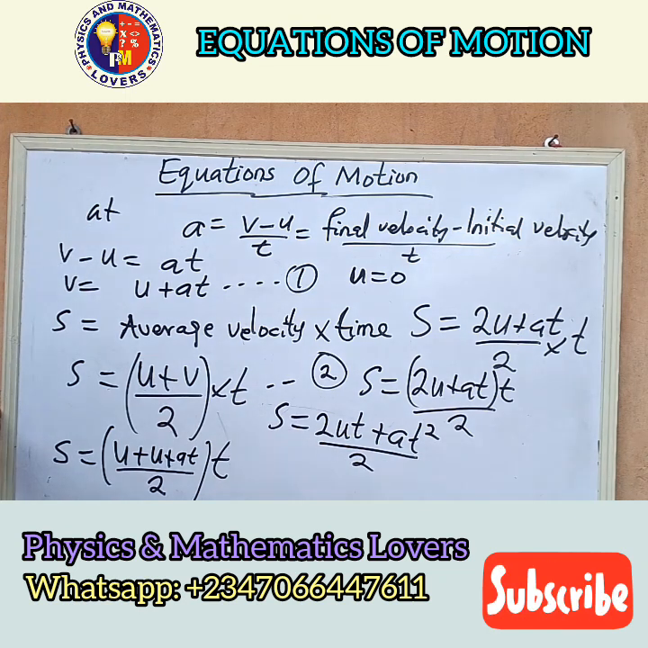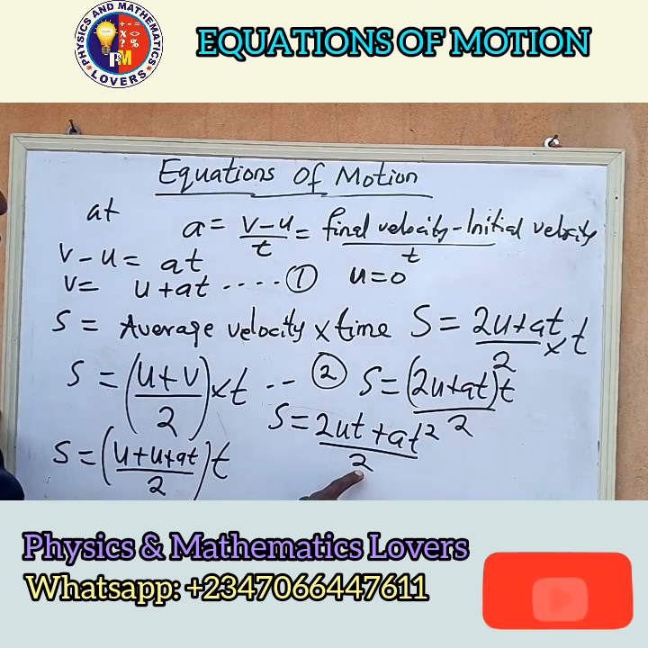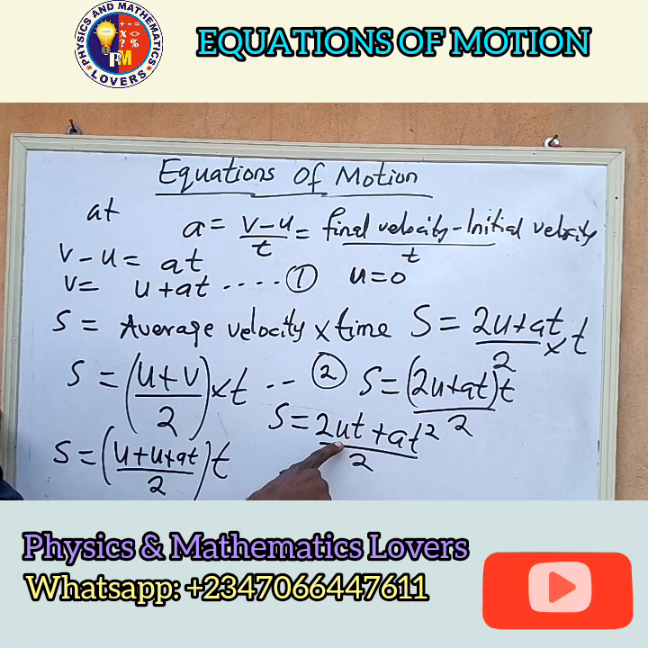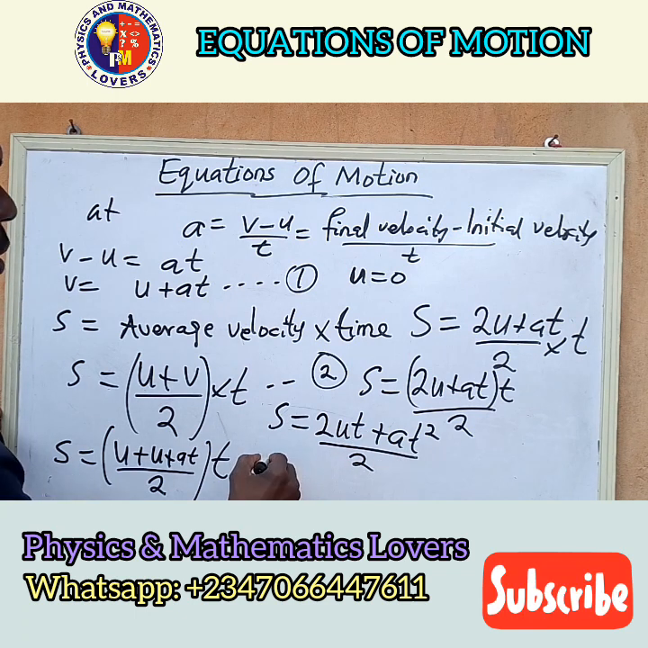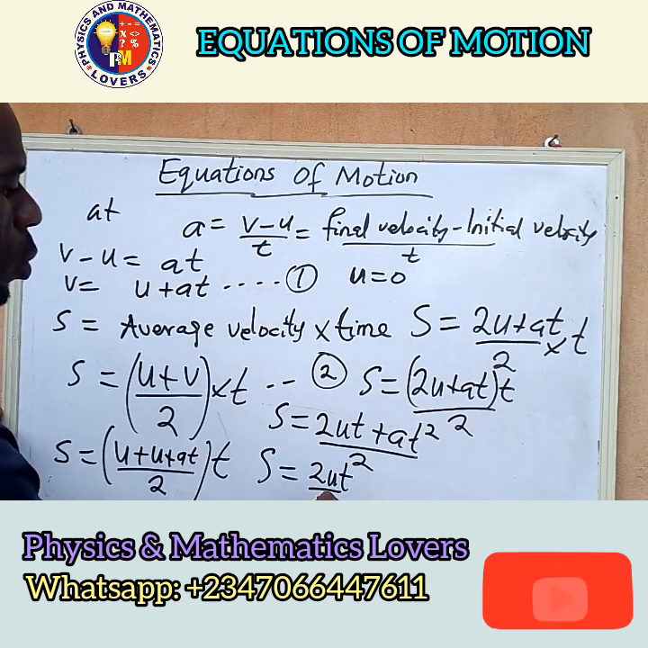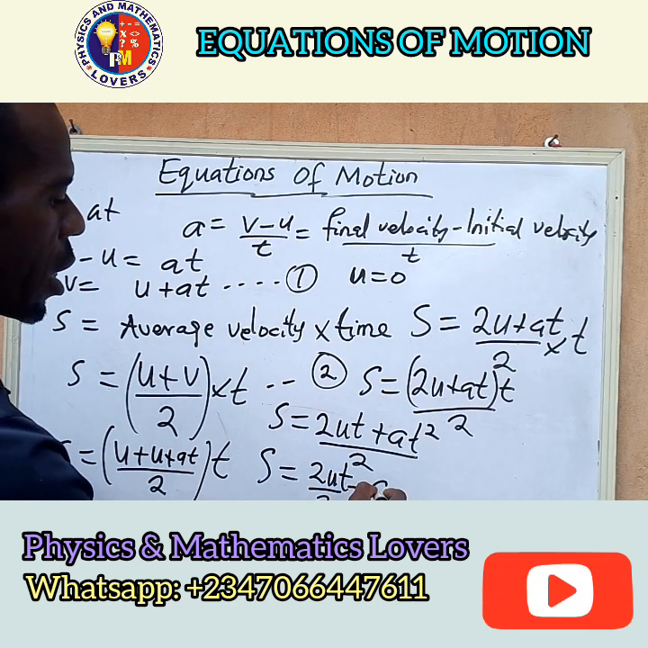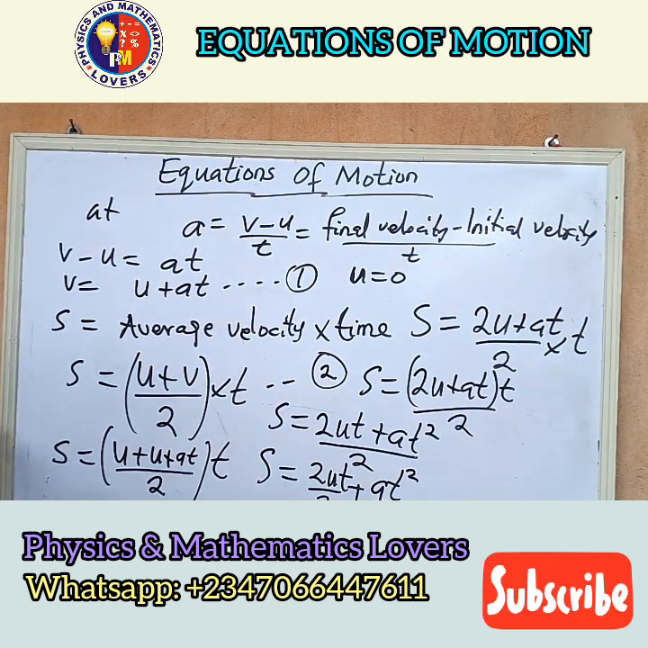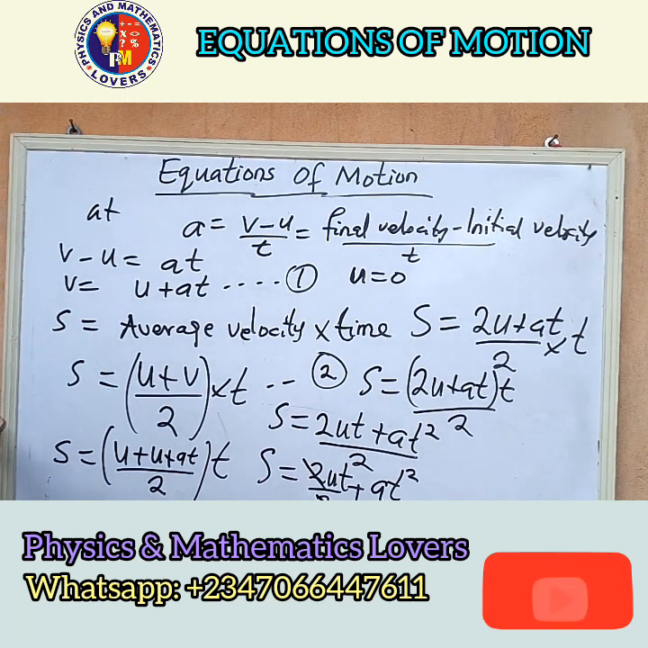Okay. Now what this 2 means in mathematics is that 2 is distributed to this and also distributed to this. Meaning I have to divide this by 2, also divide this by 2. So my s is now equal to 2ut over 2 plus at squared all over 2. Alright. So at the end of the day, these 2 cancel these 2 out.